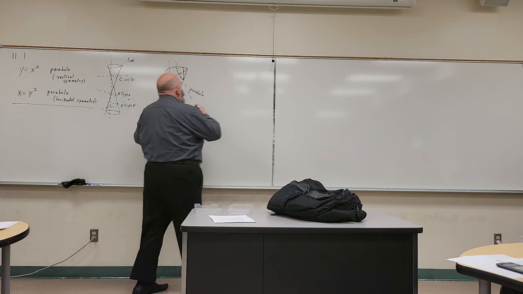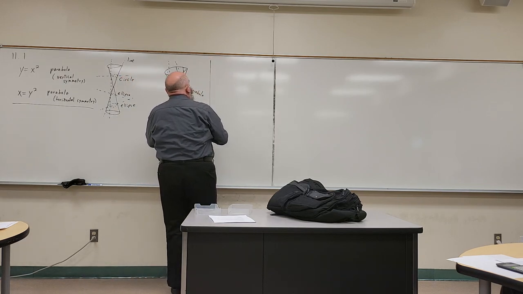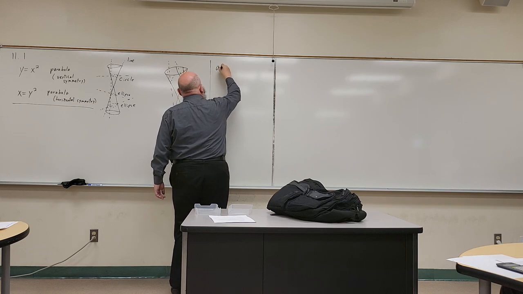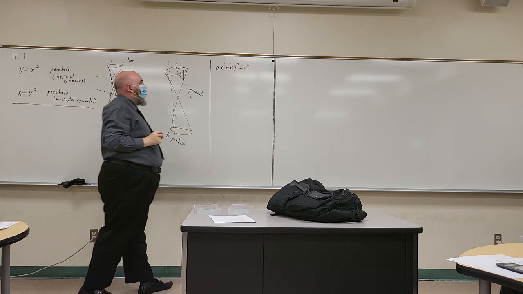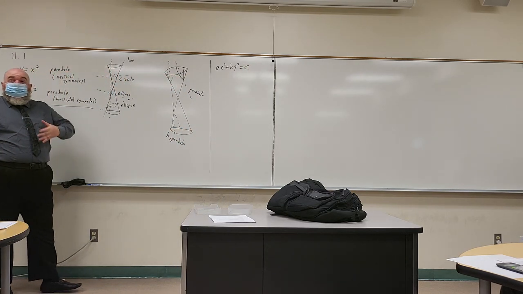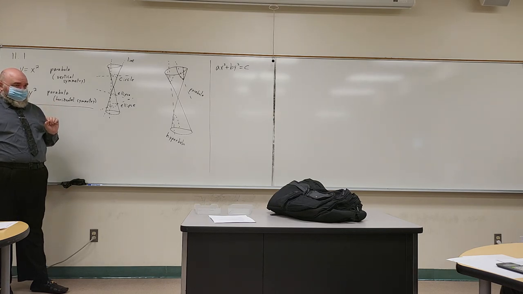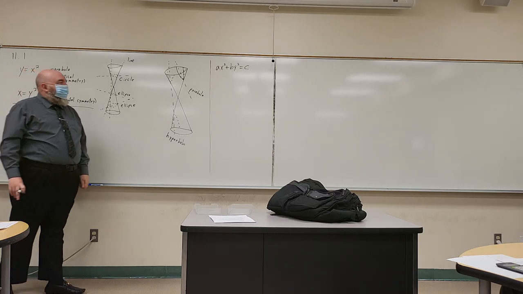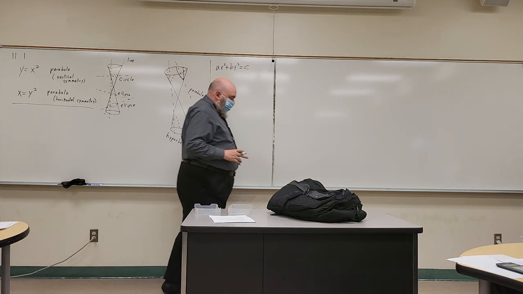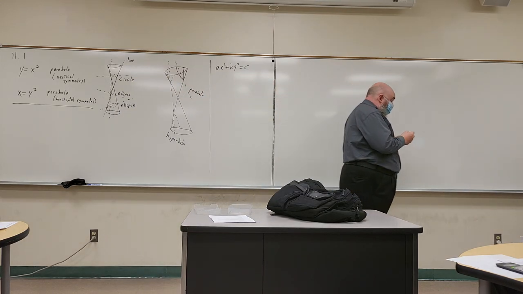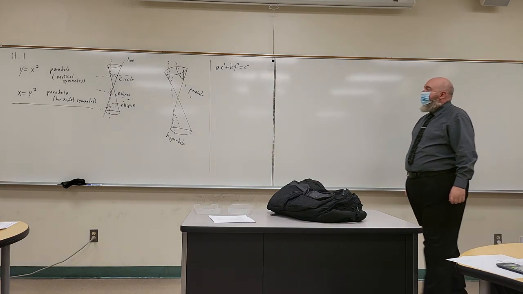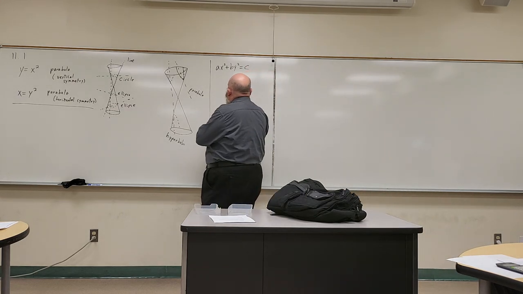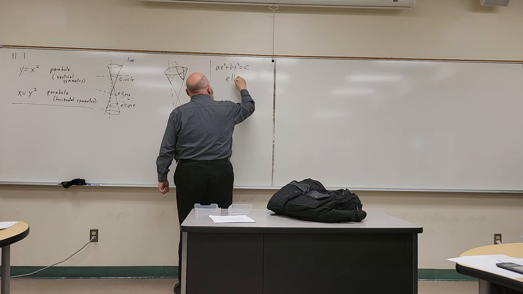Now, if they're both squared, you might have a circumstance that looks like this. Where A, B, and C can be any positive numbers. They can be rational, irrational, whatever, but they can't be negative. If either of them are negative, we're looking at a different scenario that I'll get to in a moment. This is an ellipse. I'll talk in more detail about those tomorrow.